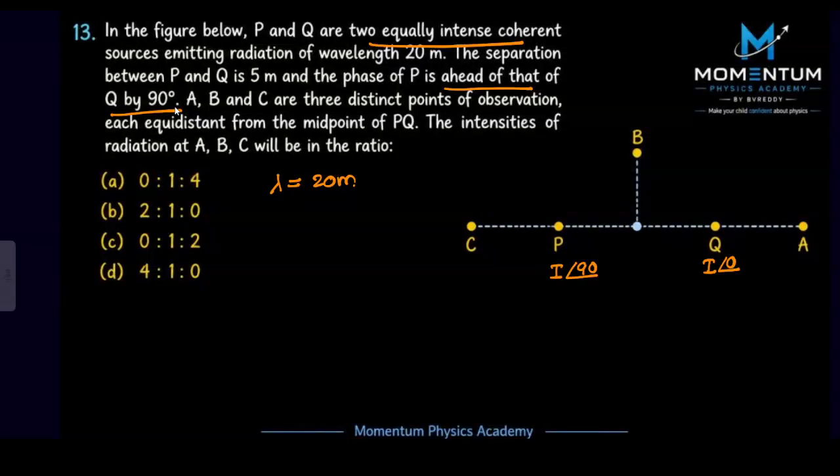Now, if we see here, first, the P to C distance is not given, and the PQ distance is given as 5 meters.